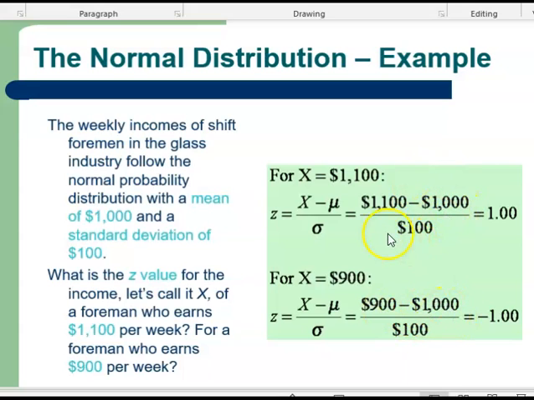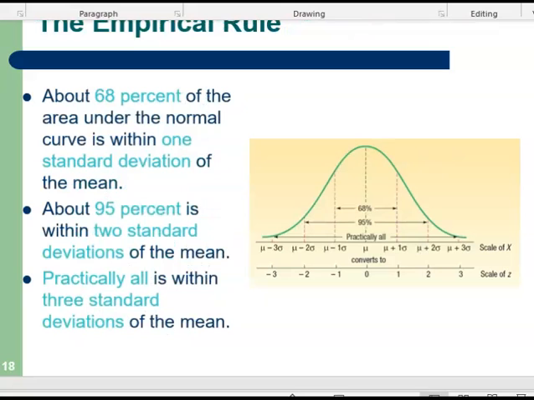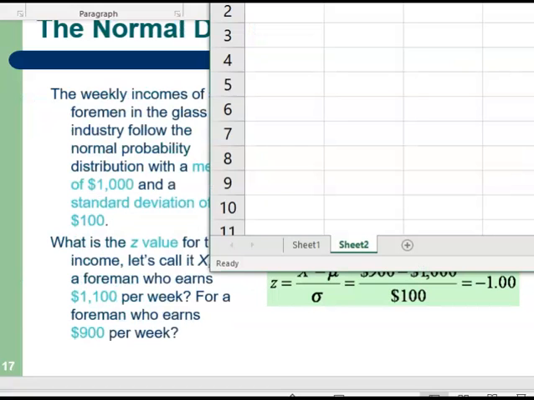So for each one we can calculate here 1,100 minus $1,000, x minus average divided by standard deviation is 1. So z is 1. For x equal to $900, that's 900 minus 1,000. So the 1,000 and the 100, they are fixed. They don't change. X is always changing, right? So that's negative 1. So this calculation is easy. You don't need Microsoft Excel for this, but if you want to do it using Microsoft Excel, let's just use it this way. So here we can write z equals to, and here we can write, let's say x is given, and then mean is given, and standard deviation is given.